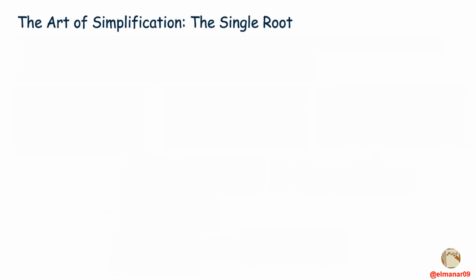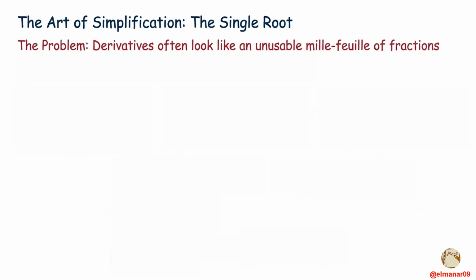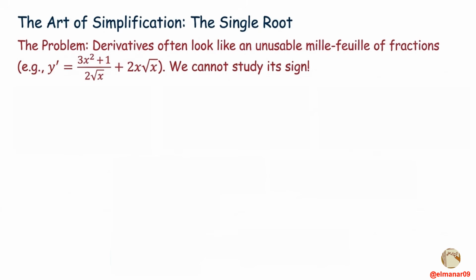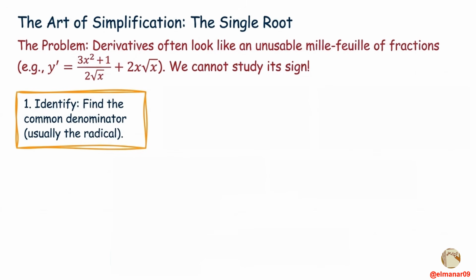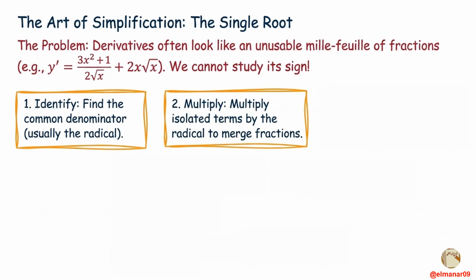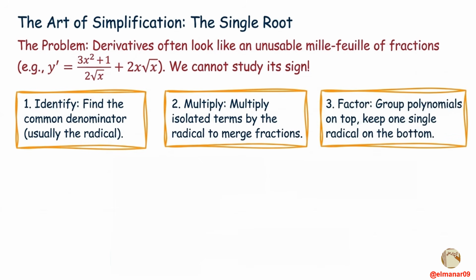Welcome to the art of simplification. Often, your raw derivative looks like a mille-feuille, a messy stack of fractions that's impossible to study. If you can't tell if the result is positive or negative, it's useless. Follow these 3 steps. 1. Identify the common denominator, which is usually the radical part. 2. Multiply those isolated terms by that radical to merge the fractions together. 3. Factor the top to group polynomials together, leaving one single radical on the bottom.